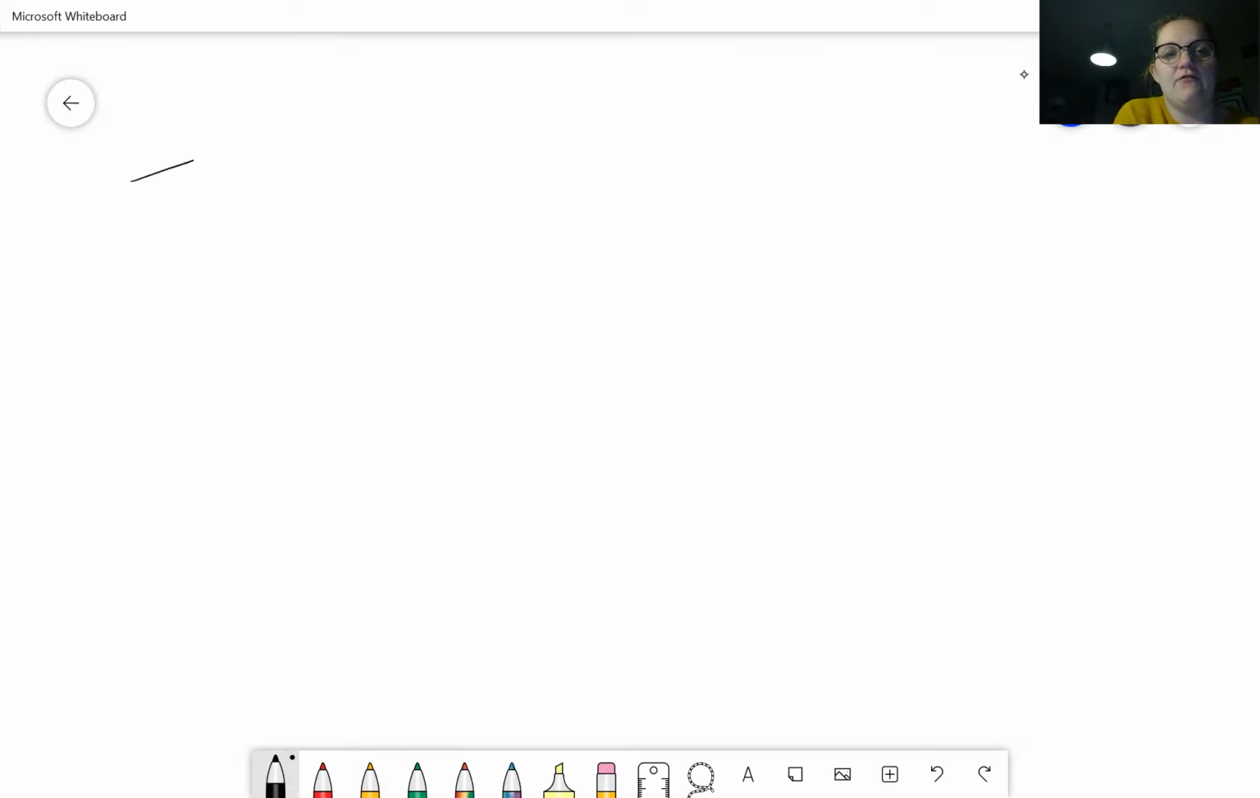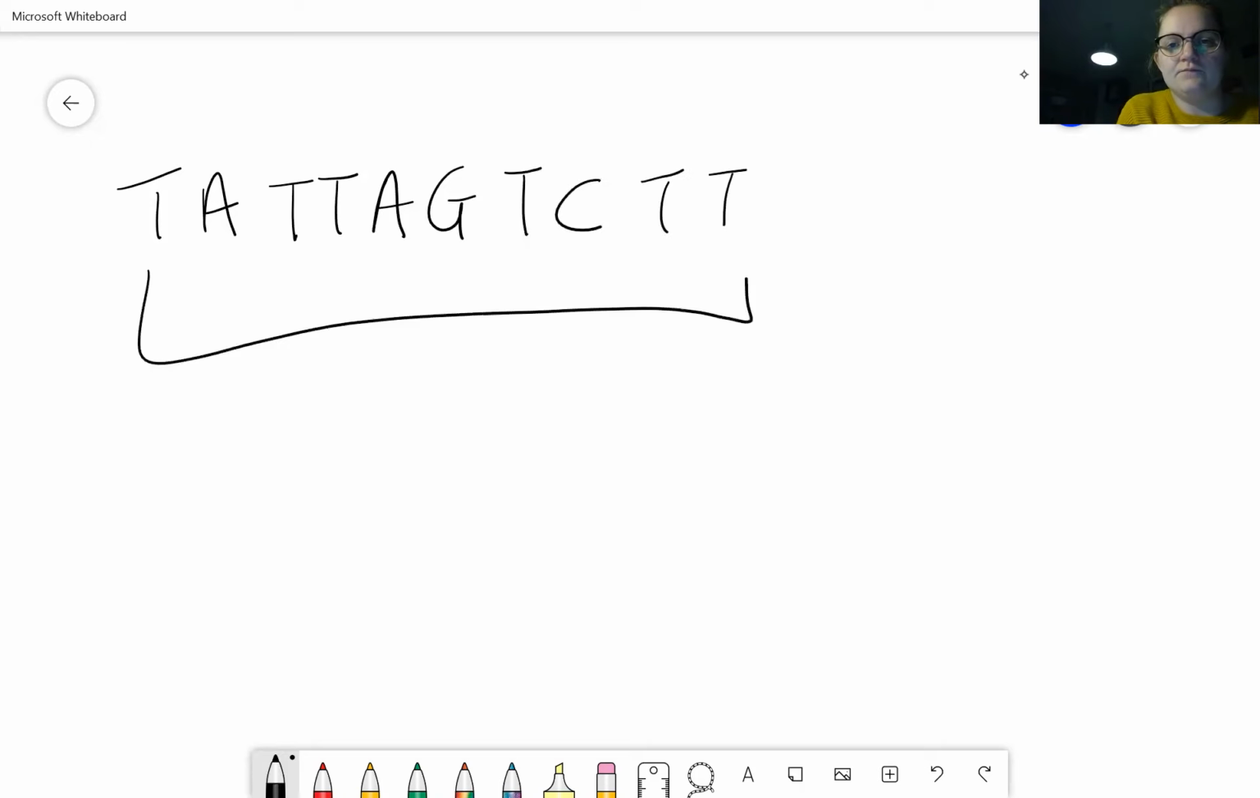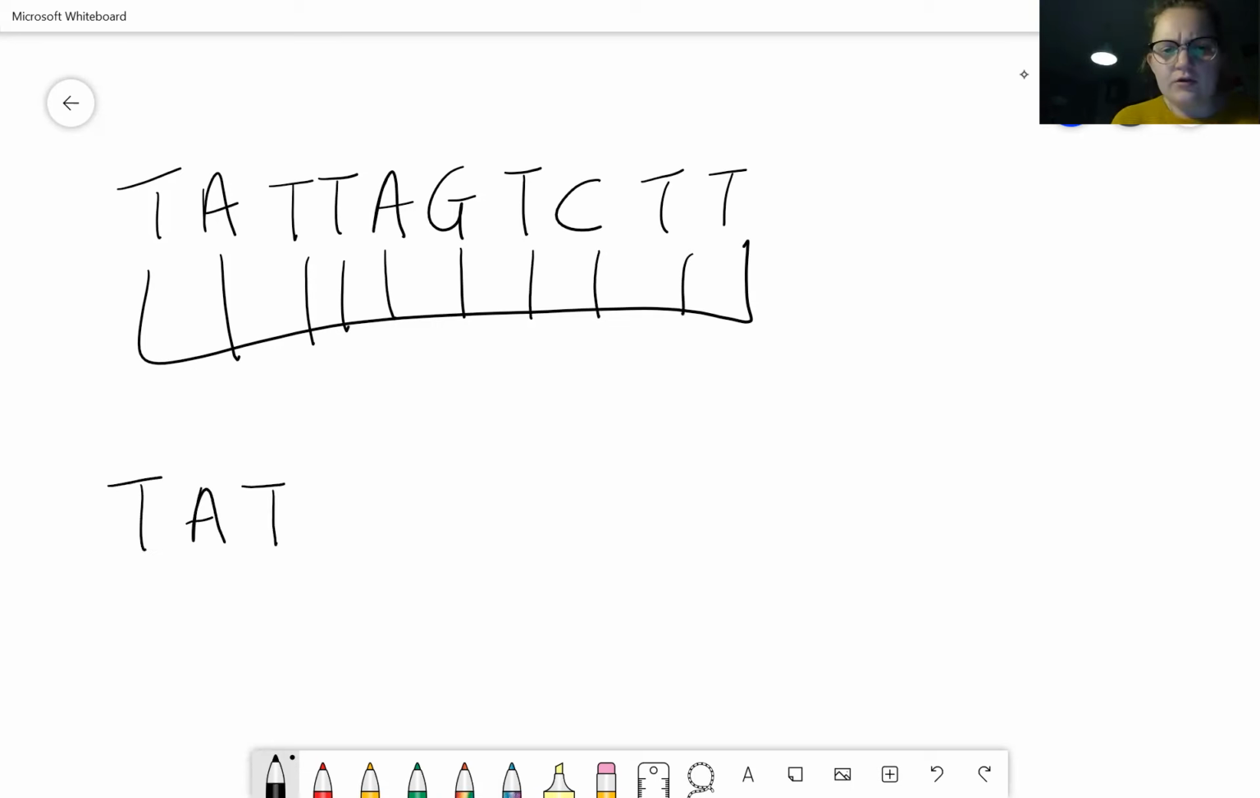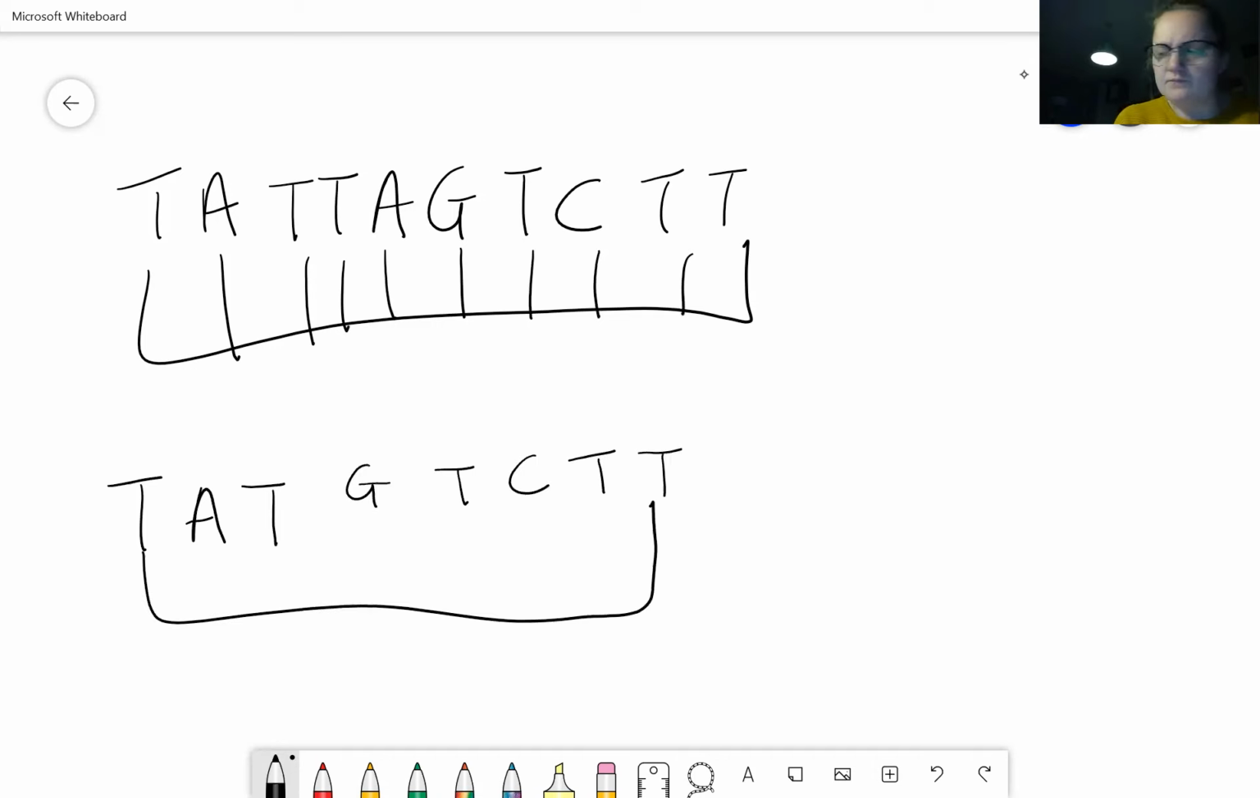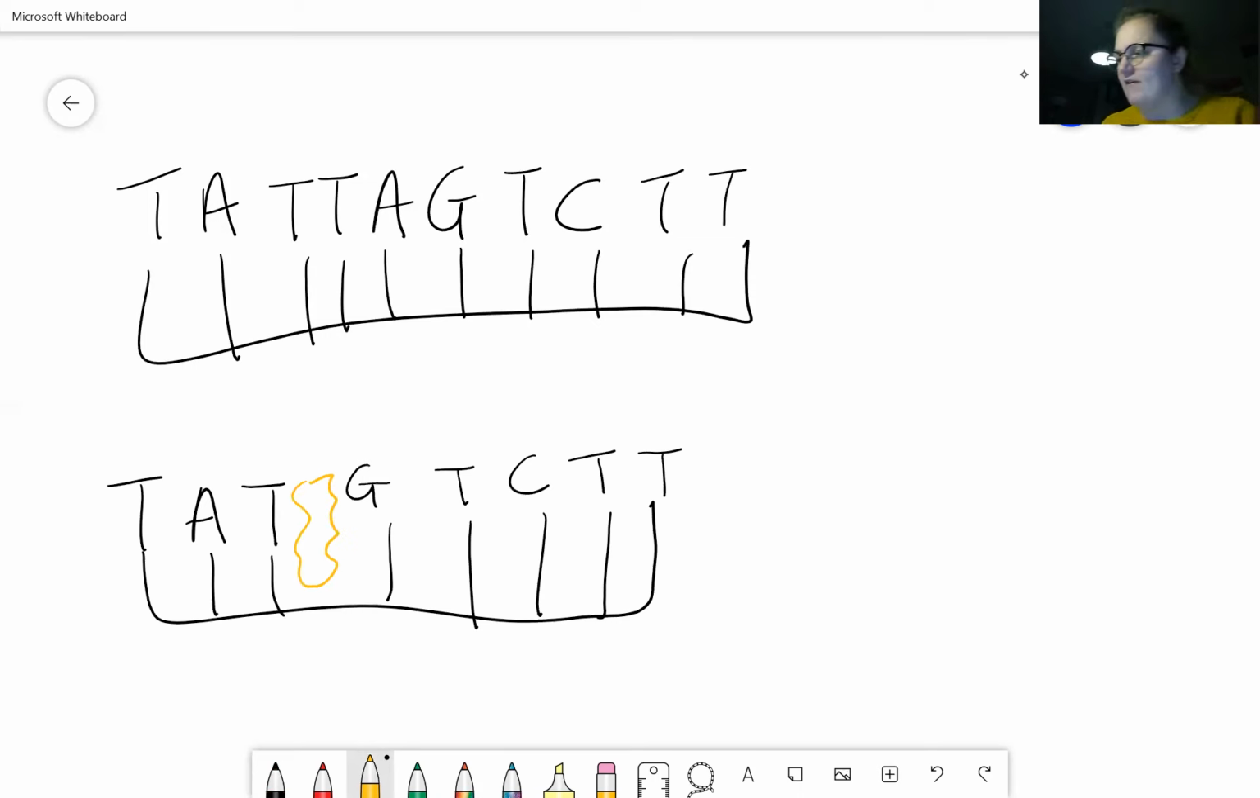We did look at these yesterday, but if we have this one, we've got TA, TA, T, T, A, G, T, C, T, T. And I'm going to draw you the mutated gene here. So we've got T, A, T, G, T, C, T, T. So we've got a deletion here, which would be the T and the A that's in the original one.